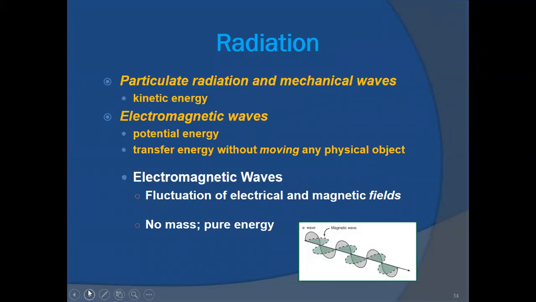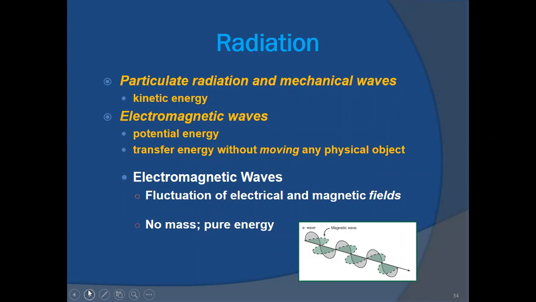So if we think about particulate radiation and mechanical waves, they have kinetic energy, which is the energy of motion. And we'll talk more about kinetic energy when we get to classical physics. But they have energy by virtue of their velocity. They are moving. If particles are moving, they are particulate radiation, and they can interact with the body and potentially cause harm.